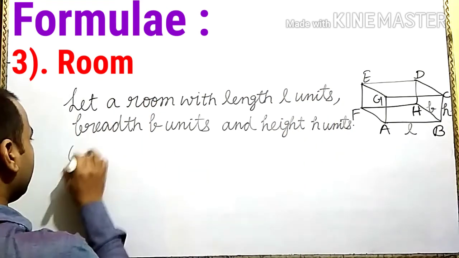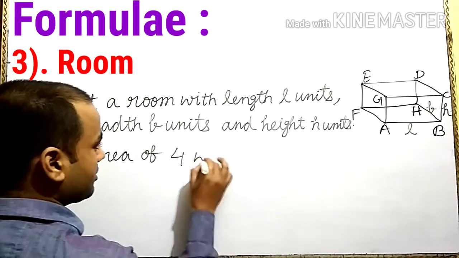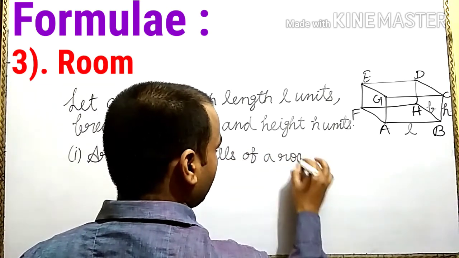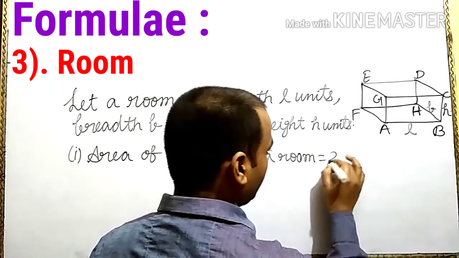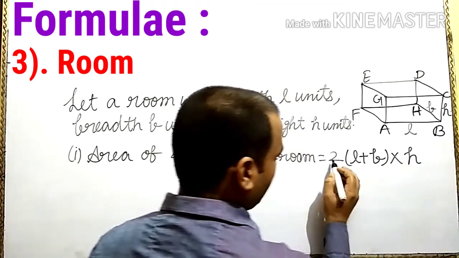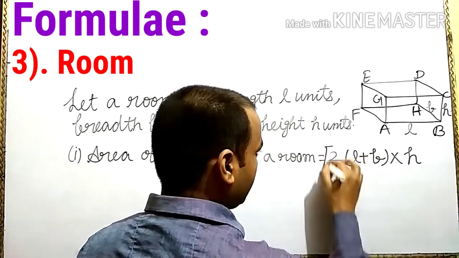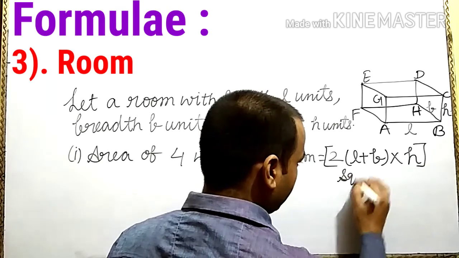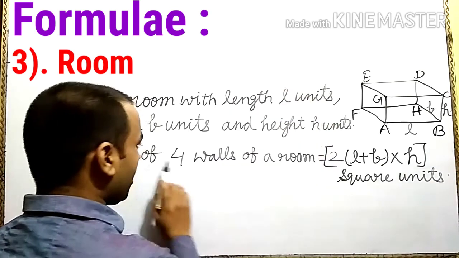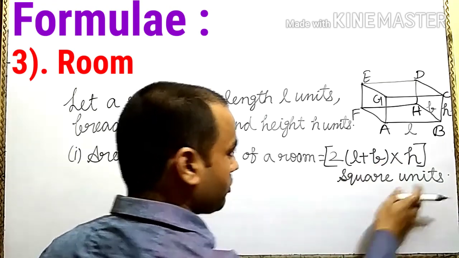So the first formula: area of four walls of a room is equal to 2 into length plus breadth into height, square units. Area of four walls of a room is equal to 2 into (length plus breadth) into height, square units.